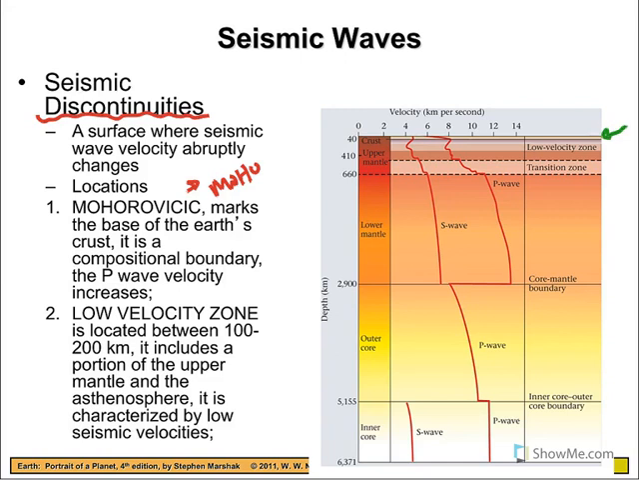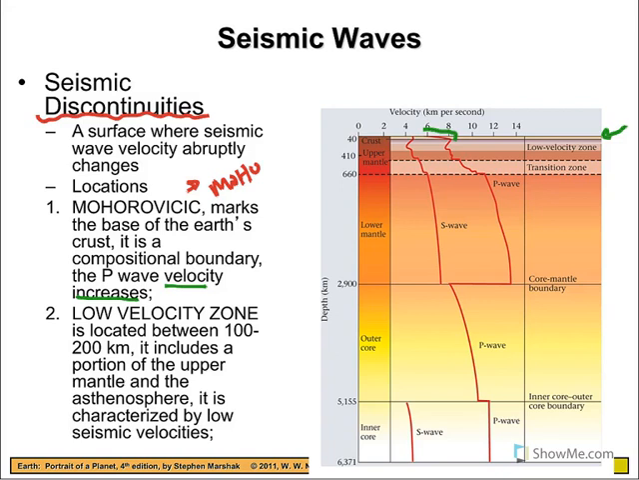So we're looking at that right here at that first line. If you take a look, this red line is increasing at a steady speed, and then you see it jump all of a sudden. That's your change in speed. So that's our MOHO. Now the P wave velocity increases, so that's telling us the upper mantle is made up of more dense material than the crust. Not more solid, just more dense.